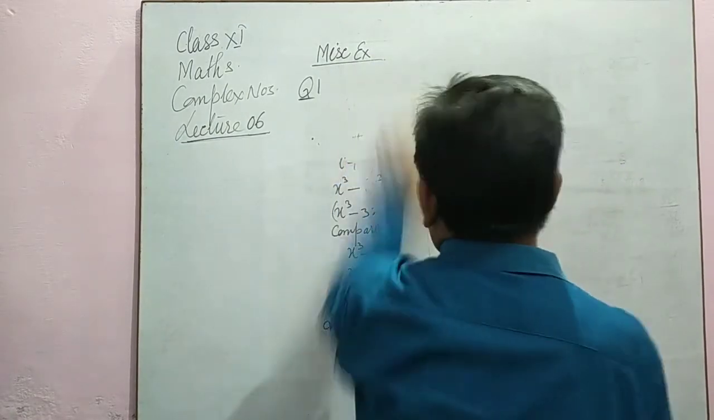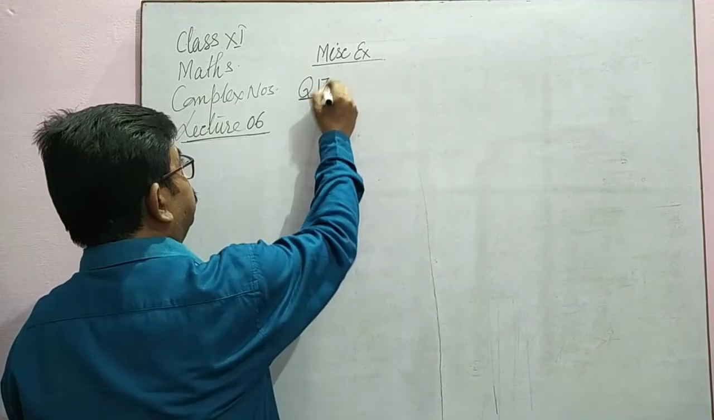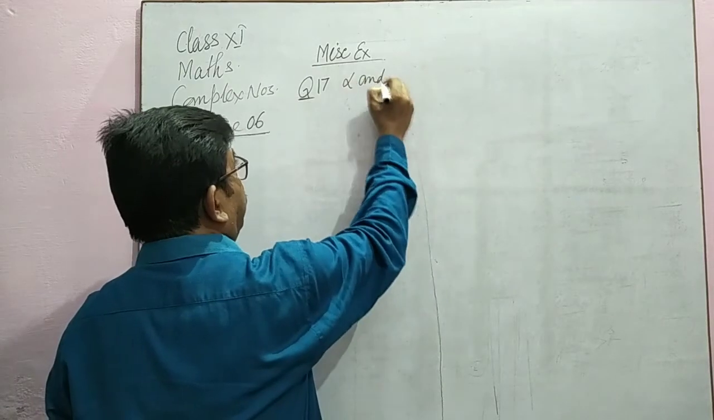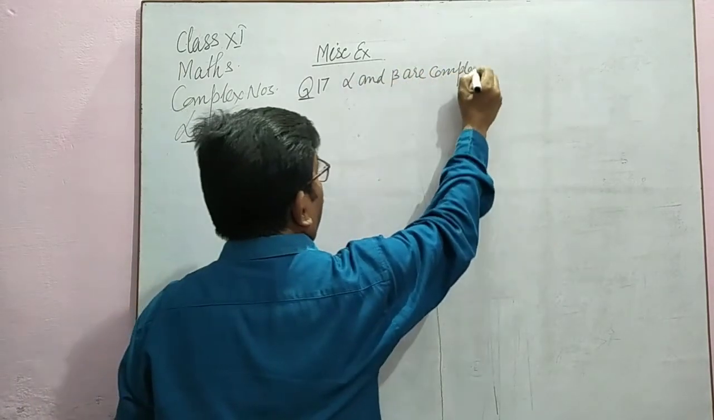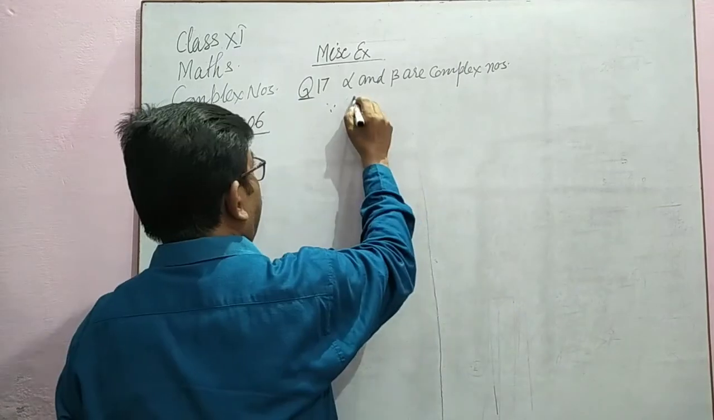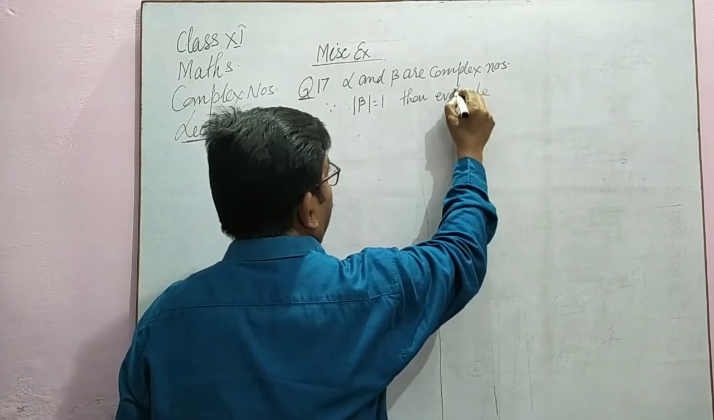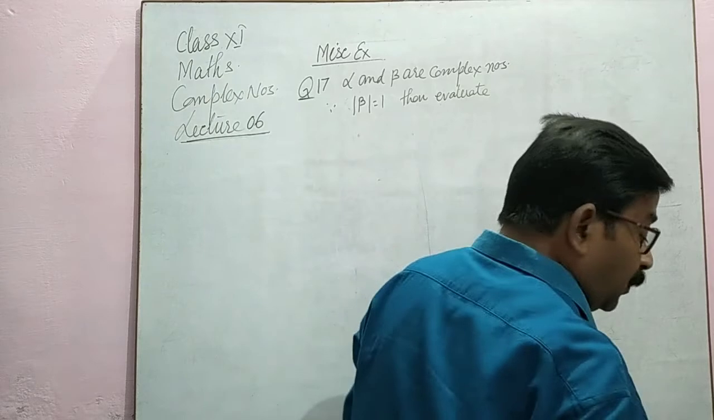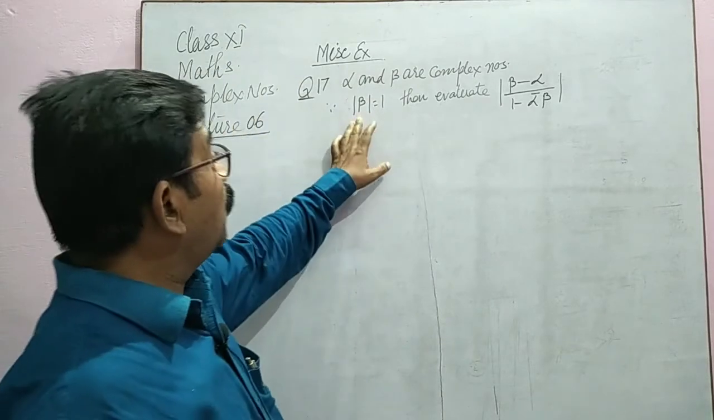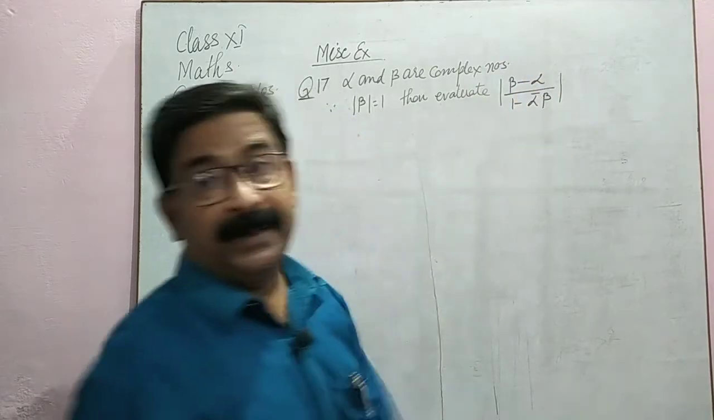17th question. If alpha and beta are different complex numbers such that mod of beta is equal to 1, then evaluate the value of mod of (beta − alpha)/(1 − alpha bar beta). Let us discuss this thing.